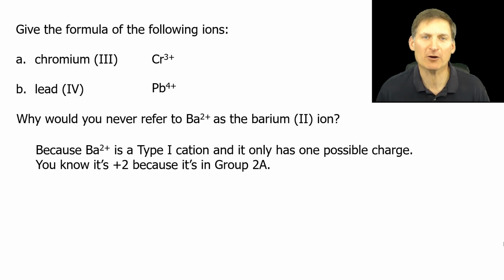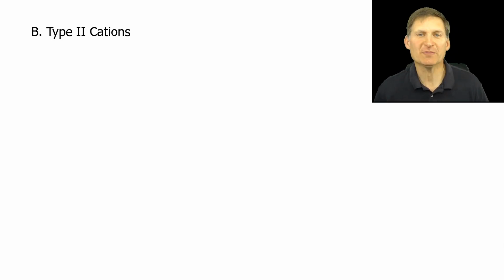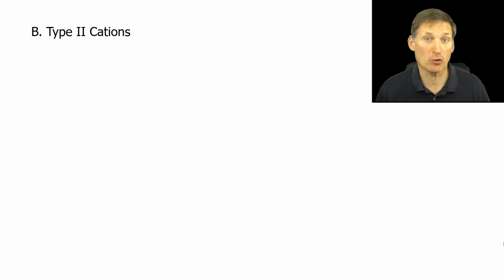Elements in group 1A are always +1, group 2A like barium always +2, and aluminum in group 3A always +3. Roman numerals are only necessary when the element can have more than one charge. So, we're dealing with the names of type 2 cations. The systematic system involves using Roman numerals.